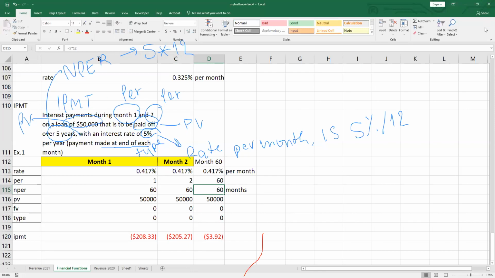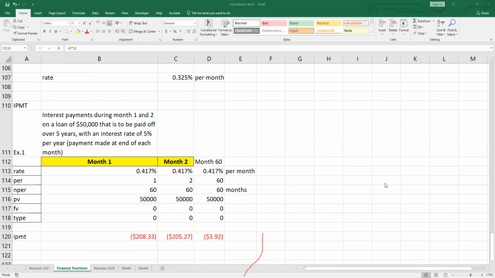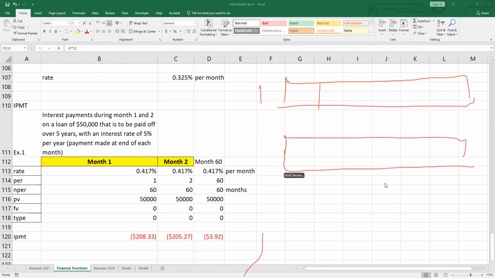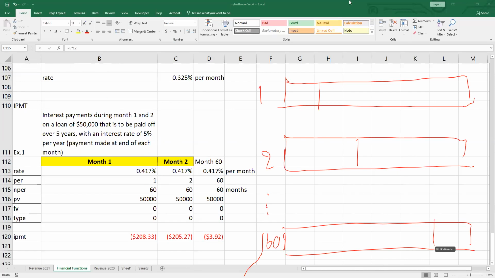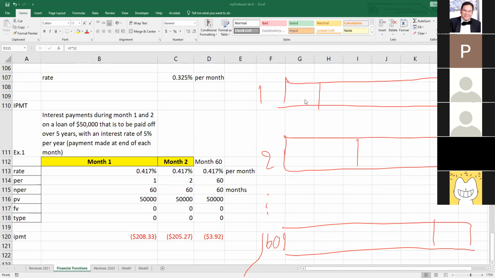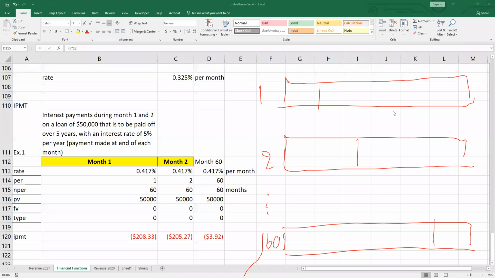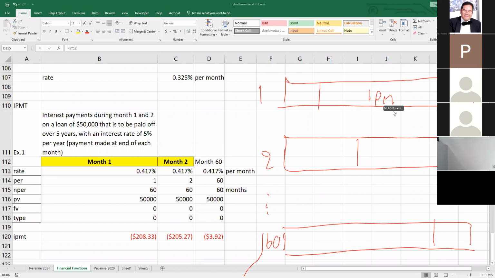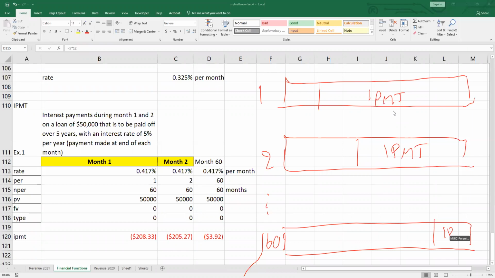If you remember, I told you about the amount of money, that is the interest. Firstly, month one, month two, and the last month in this case is month 60. You can see that in here. Month one, you pay interest the most, while month 60 is the least amount.